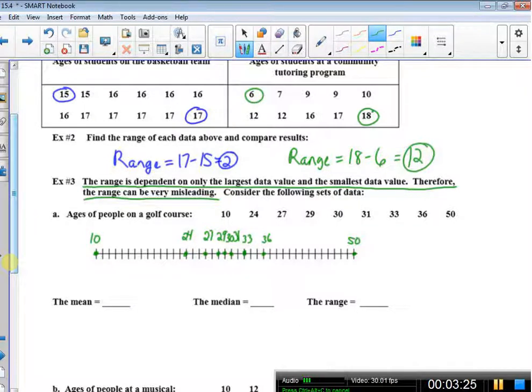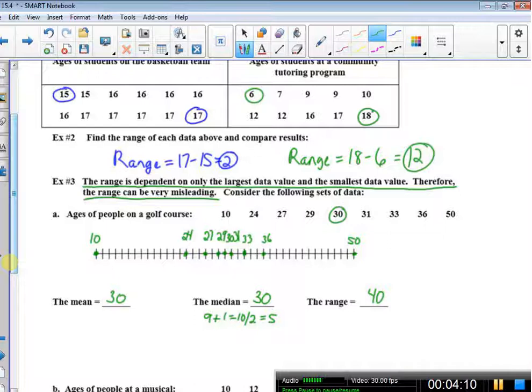Okay, perfect. So now, if you take all those numbers, add them up, and divide by 9, you get a mean of 30. You're just going to trust me on that. I'm telling you it is indeed 30. For the median, take 9 plus 1 and divide by 2, it's the fifth number in. So 1, 2, 3, 4, 5. The median is also 30. And the range is 50 minus 10, or 40.